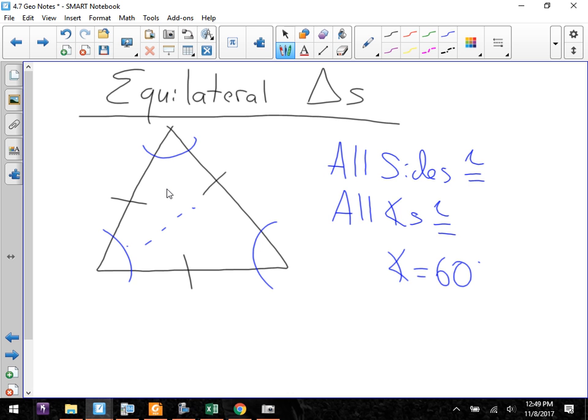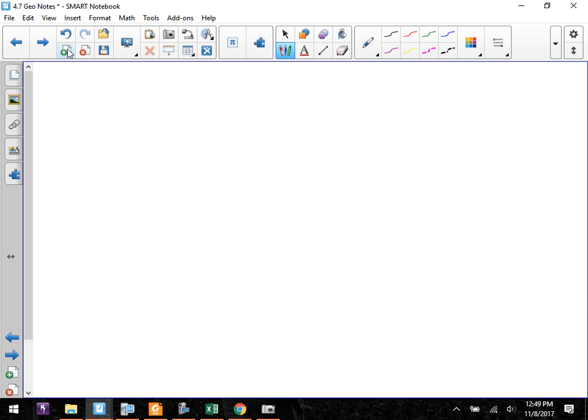Which gets us to another if-then statement as far as equilaterals are concerned. Like we said earlier, if you had legs or sides that were congruent in isosceles, then you had congruent base angles. Well, same thing goes for here. If you've got all three sides equal, then you're going to have all three angles equal. If you have all three angles equal, then you have to have all three sides. So let's write that together real quick.